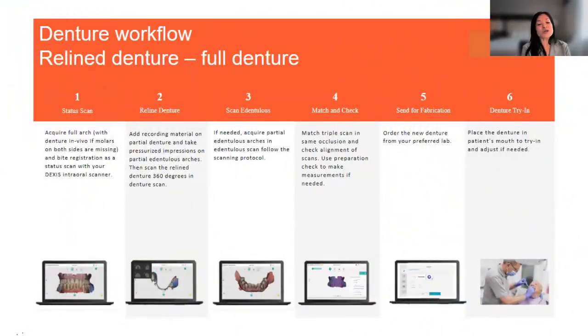And this one is just with the partial arena. Same thing. They scanned it in the mouth. They scanned the appliance with the reline in it. So that's the additional scan in that one. And then the edentulous, the matching, fabrication, and try-in. Very good.